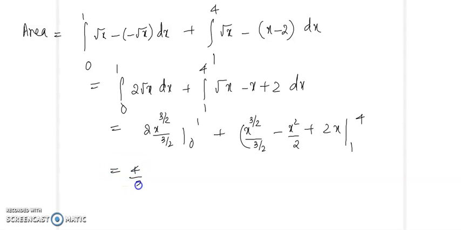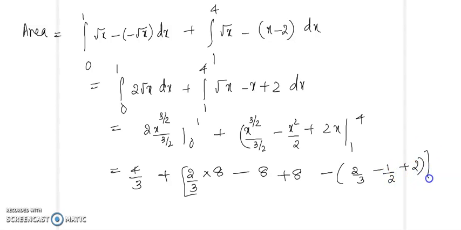So that is 4 by 3 into 1 when you apply the limit for the first one. Then you will get 2 by 3 into 4 raised to 3 by 2, so that will be 8, minus 4 square, 16 by 2, that is 8, plus 8. So that is when you have the limit as 4. Then when the limit is 1, you will get 2 by 3 minus 1 by 2 plus 2. So that will be 4 by 3 plus 16 by 3. This will cancel off. Then minus 2 by 3 plus 1 by 2 minus 2.